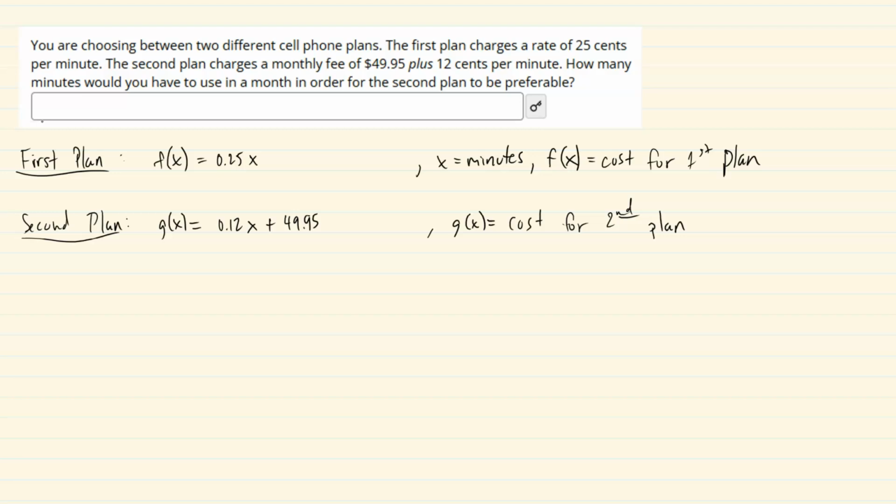And we want to know how many minutes you would have to use in a month in order for the second plan to be preferable. So where's that break-even point? What we want to do is set the first plan cost equal to the second plan cost function. So we're going to be setting f of x equals g of x, and we're going to solve.